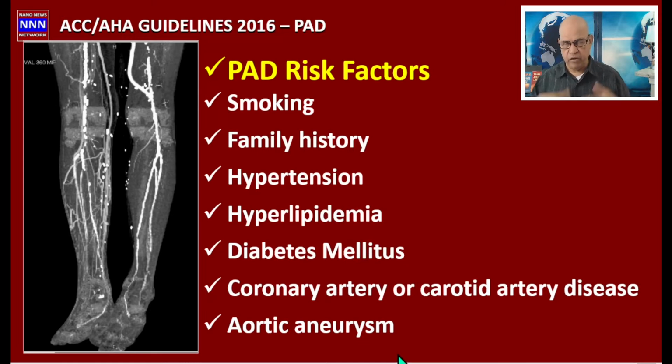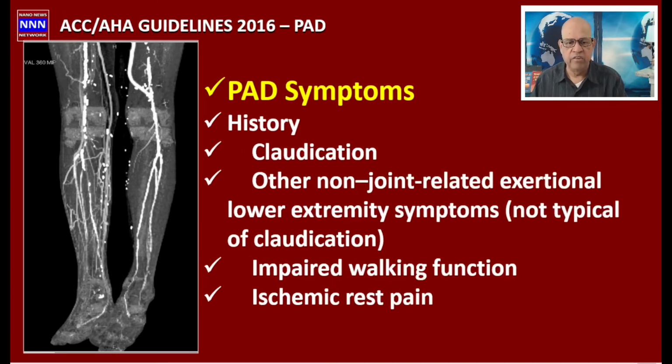Smoking, family history, hypertension, hyperlipidemia, diabetes, coronary artery disease, carotid artery disease, or people who have abdominal aortic aneurysm or thoracic aneurysm. All these patients may be candidates for peripheral arterial disease, and these patients need to be checked on a yearly basis for peripheral arterial disease signs and symptoms.